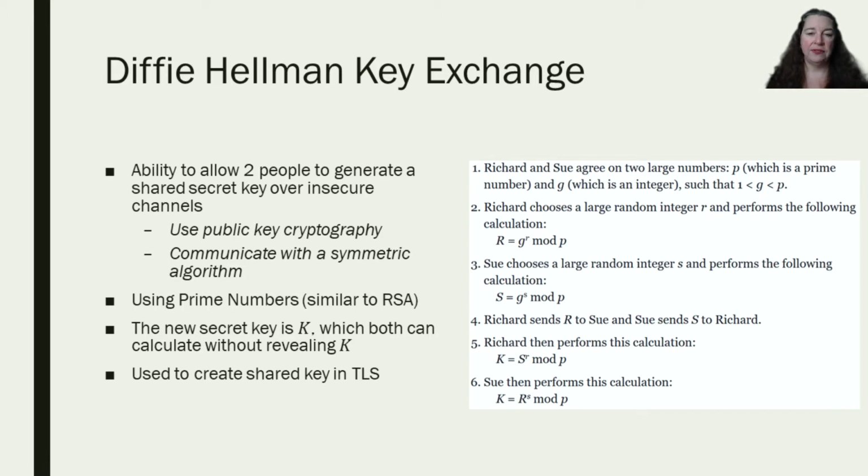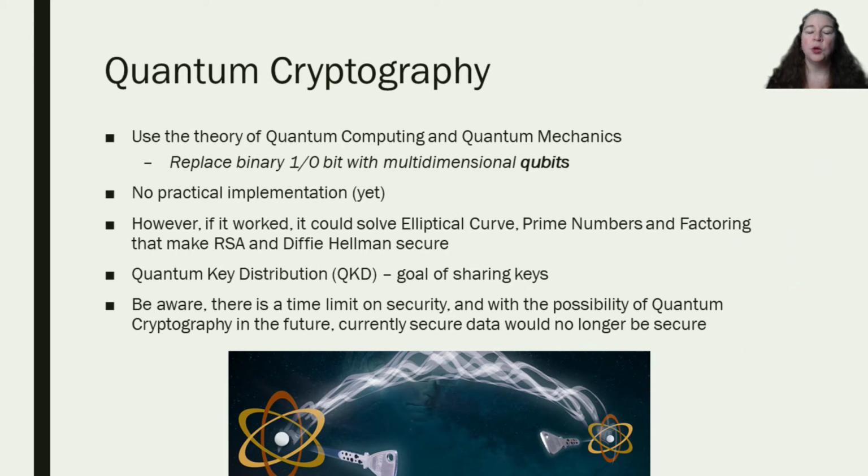TLS uses Diffie-Hellman Key Exchange to create a shared key to create a symmetric tunnel so that information can be shared. The point of this is to understand, even if you're struggling with visualizing how that key exchange occurs, that key K is never passed back and forth over the insecure channel. We are able to calculate it using the powers of prime numbers and modular arithmetic. Quantum cryptography uses the theory of quantum computing and quantum mechanics.